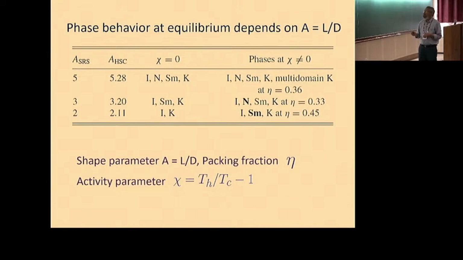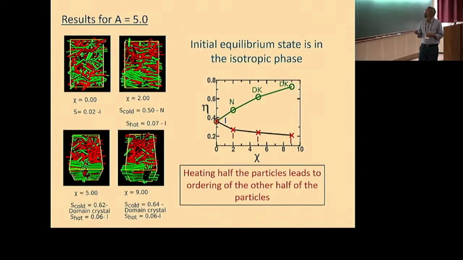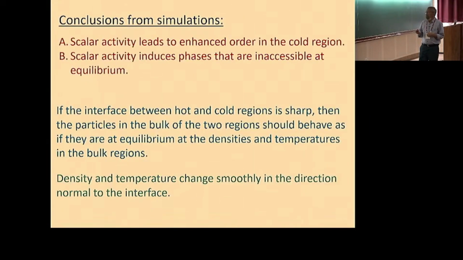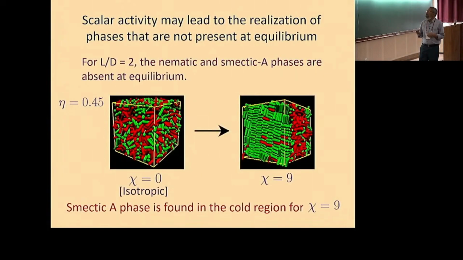So for example, if I look at this ratio equal to, let's say 2, then in equilibrium, the smectic and the nematic phases are absent. But then if I now do the same kind of simulation for this two temperature system, it exhibits some of these phases which are not seen in equilibrium. So just one example is here. L by D equals 2, the nematic and the smectic phases are not present in equilibrium.